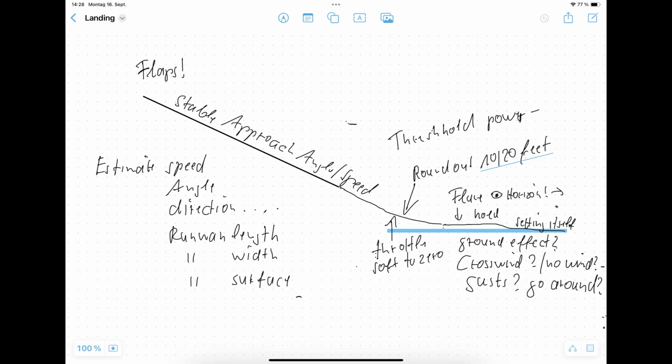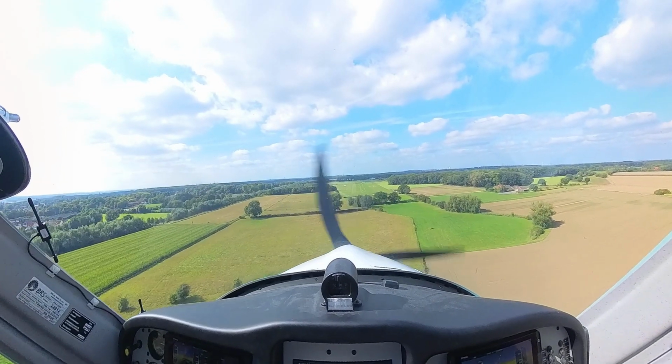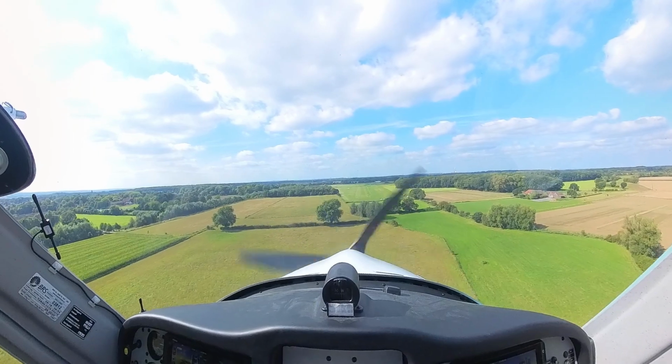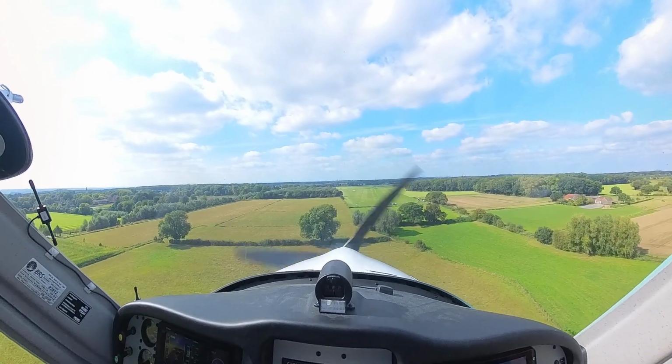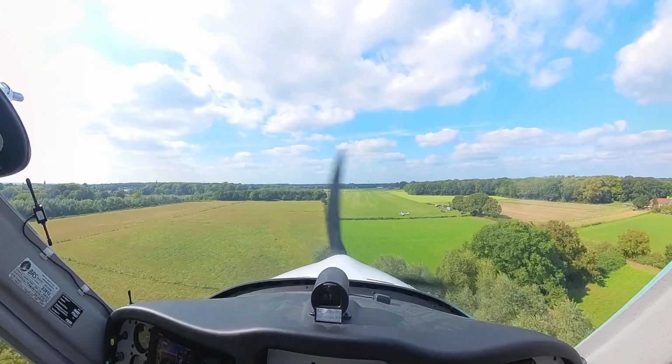The stable approach, angle and speed must be right. Estimate your speed, your angle of your direction, the runway length, the runway width, the surface. But keep it like that. You see, like flying on a straight line. But there are these trees, and this is suboptimal. I know this place, so this is not a problem for me, but will be one for you.